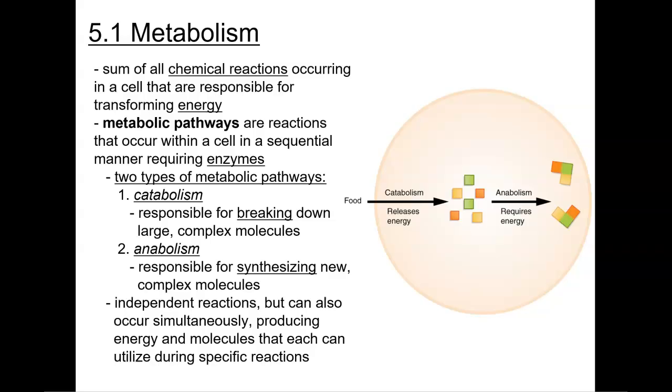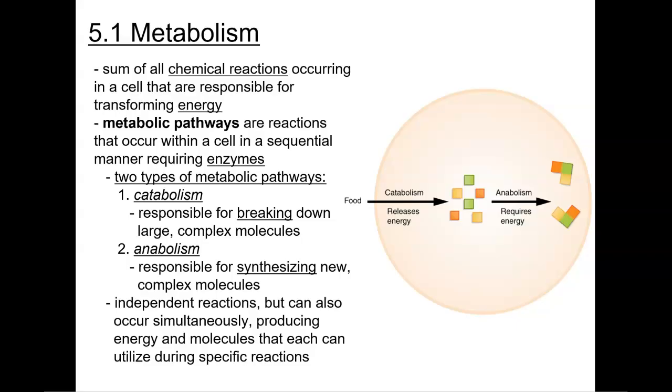So let's go into what exactly is metabolism. It's the sum of all chemical reactions that occur in a cell that are responsible for transforming energy. So any chemical reaction in the cell that helps you to break down and release energy in the form of ATP. Metabolic pathways are reactions that occur within a cell in a sequential manner, requiring things such as enzymes. Remember, all of your enzymes are proteins.